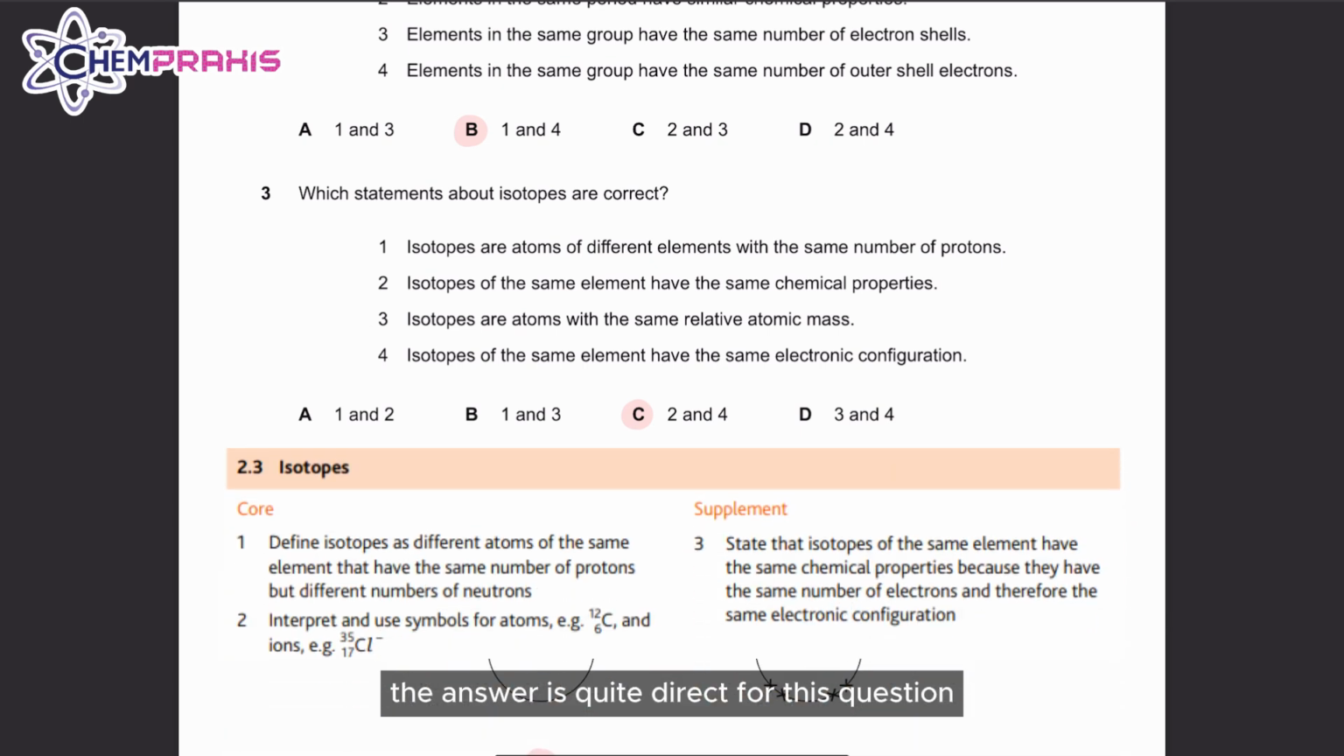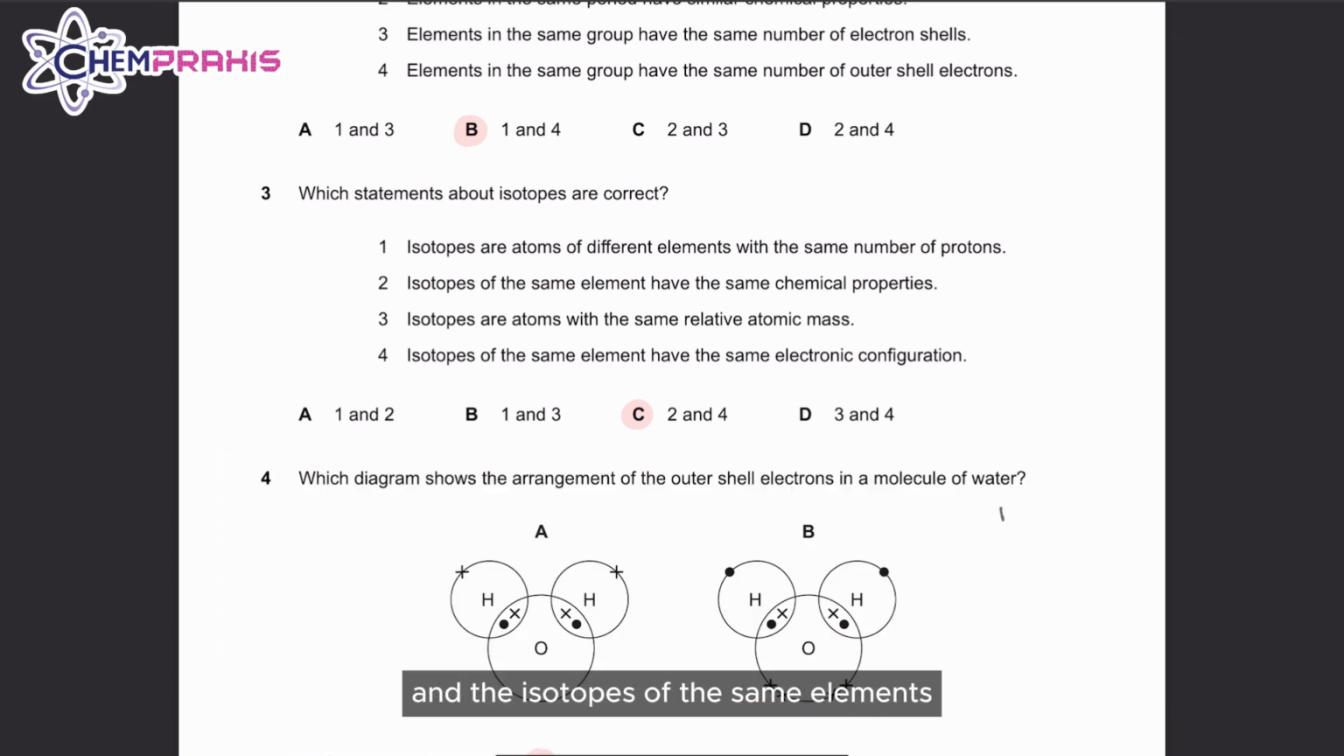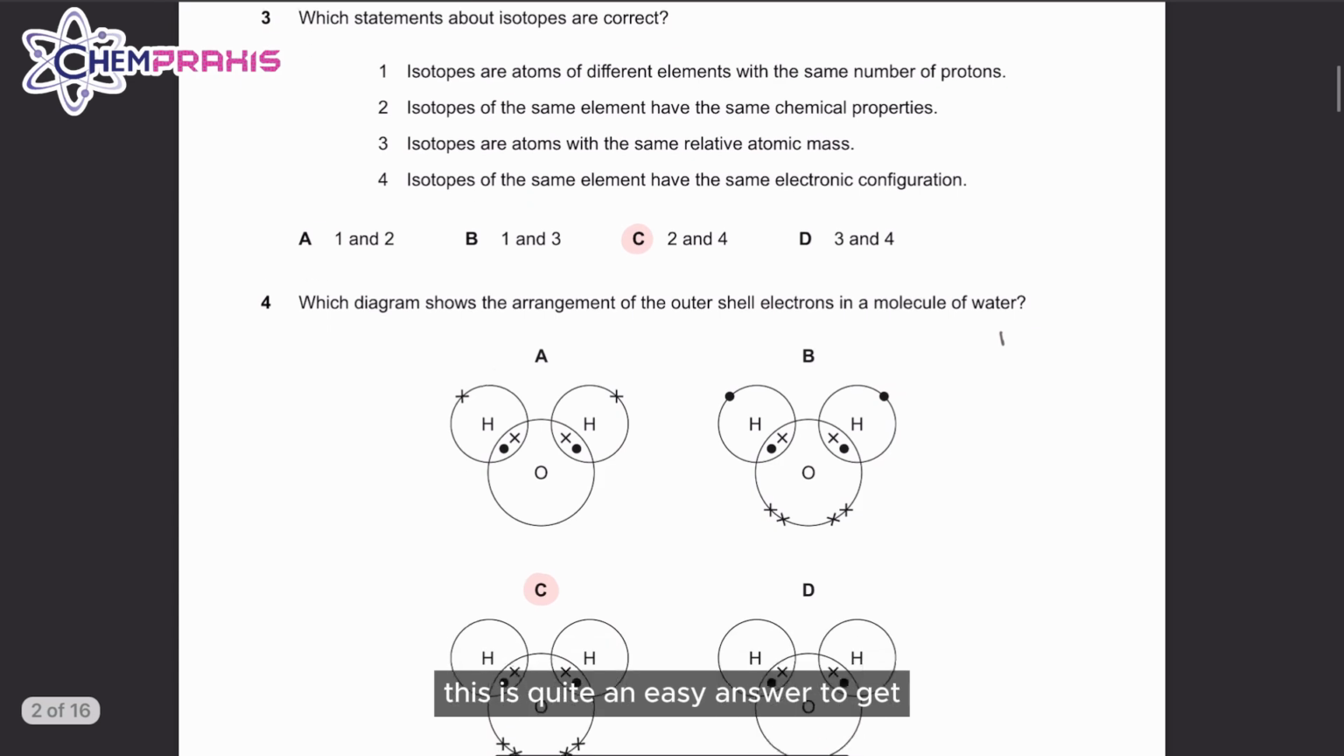The answer is quite direct for this question, but we can determine that statements 2 and 4 are the only correct statements, as they state that the isotopes of the same element have the same chemical properties, and the isotopes of the same element have the same electronic configuration. If you've studied the isotopes chapter, this is quite an easy answer to get.